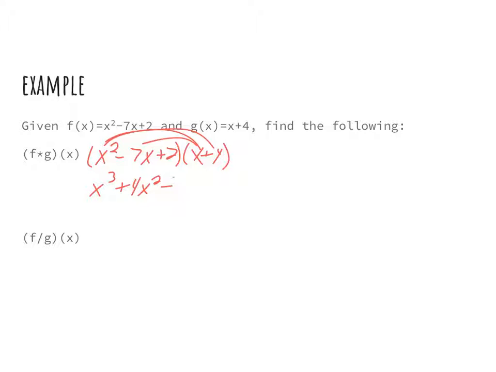Negative 7x times x is negative 7x squared. Negative 7x times 4 is a negative 28x. 2 times x is 2x. 2 times 4 is 8.